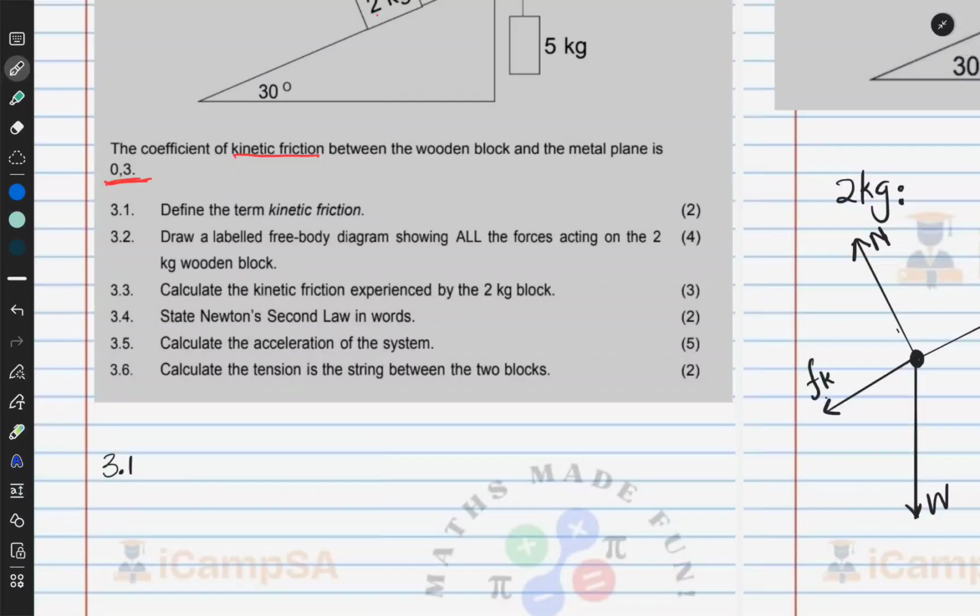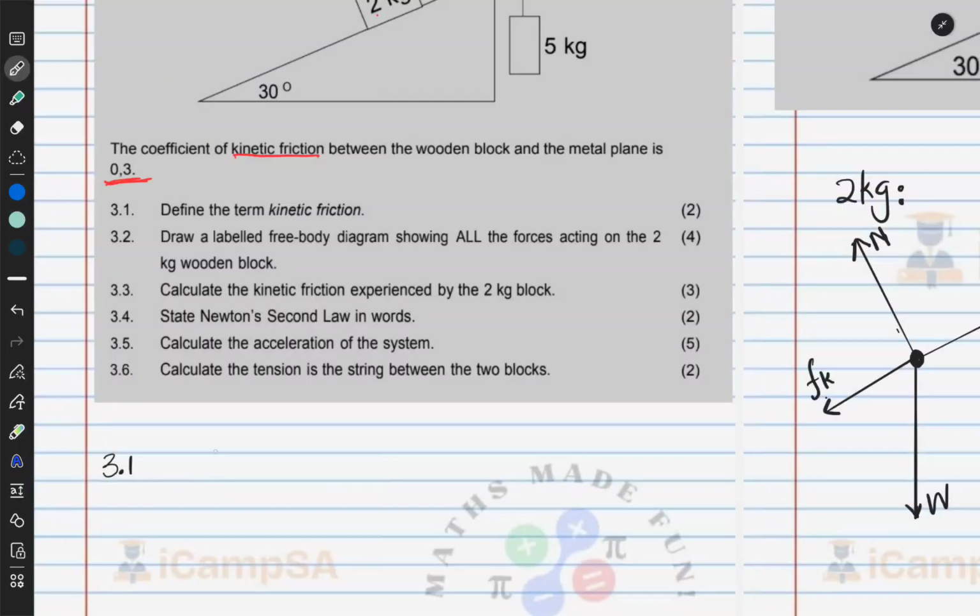And then it opposes the motion of a moving object relative to that surface. That's the usual definition that we use, right? Or the recommended definition, to ensure that you get the full 2 marks. Okay, so let's write it.